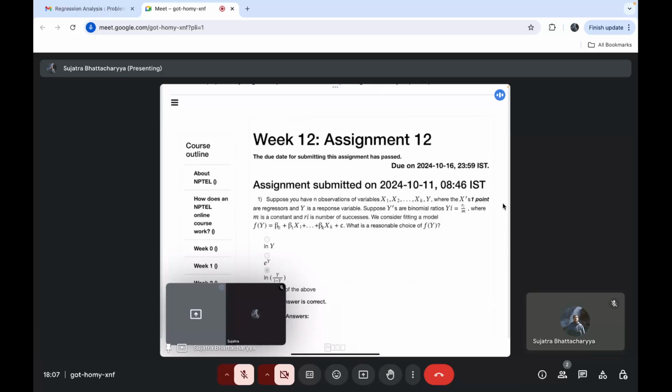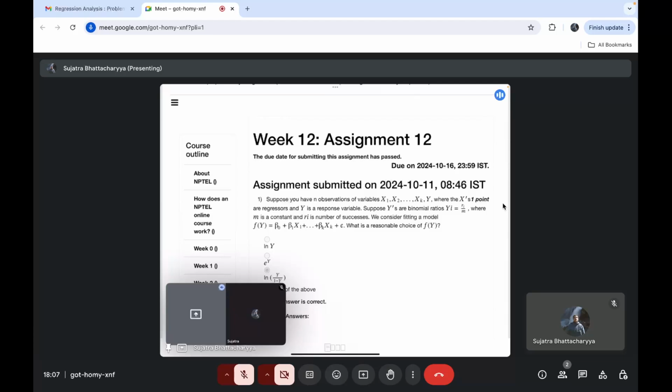Right. So the first question is, suppose you have n observations of variables x1 to xk, there are k regressors, and there is a y, where the x's are regressors and y is the response variable. Suppose the y's are binomial ratios, that is yi is equal to ri by m, where m is a constant and ri is the number of successes. We consider fitting the model like this. Then what is a reasonable choice of f of y?